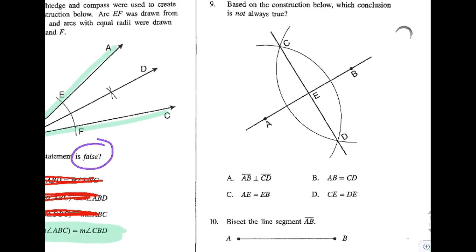Number 9, which is not always true. As you can see here, we have the fish, the more than half bisector construction. So we know that you're going to have a 90-degree angle here. So this is always true, so that can't be it. They will always be perpendicular. Let's go down to choice C. AE will always equal EB, so that is always true, so that's not it.